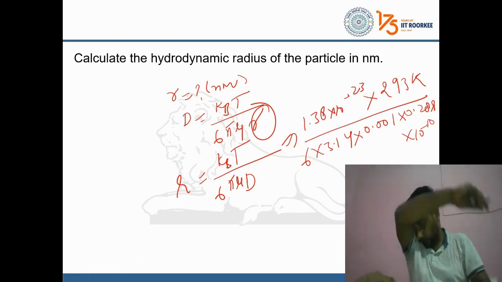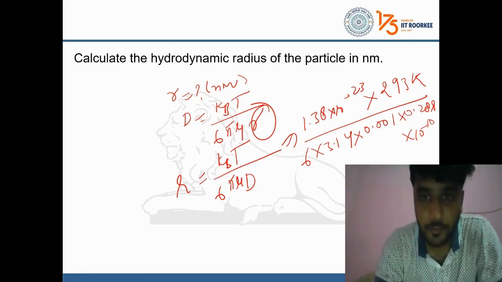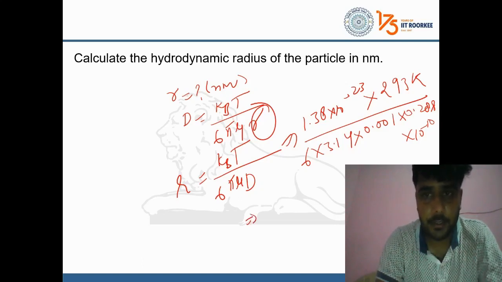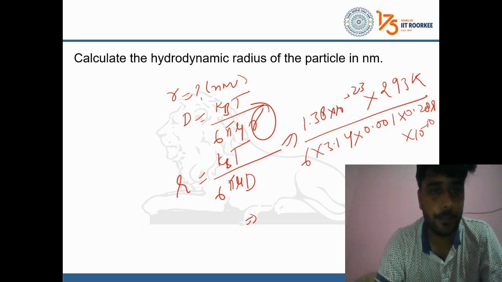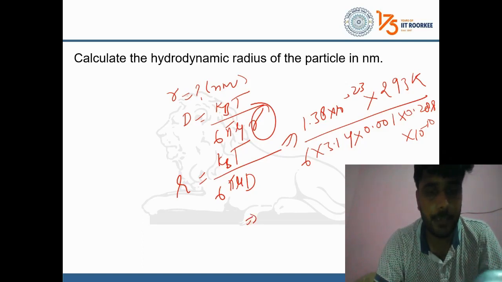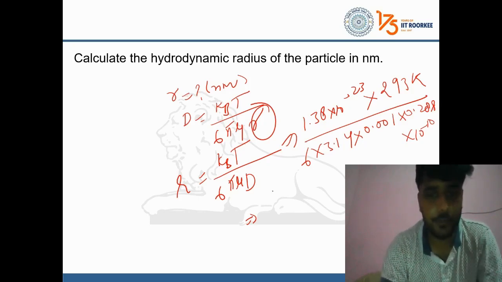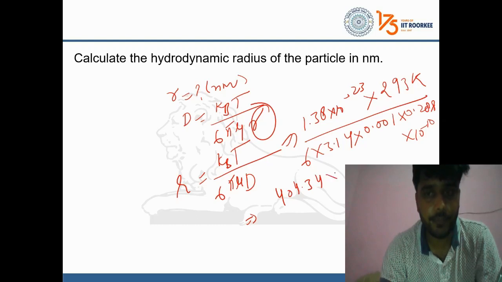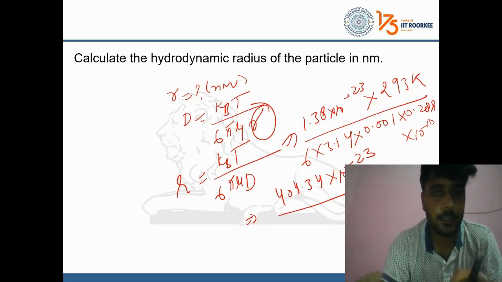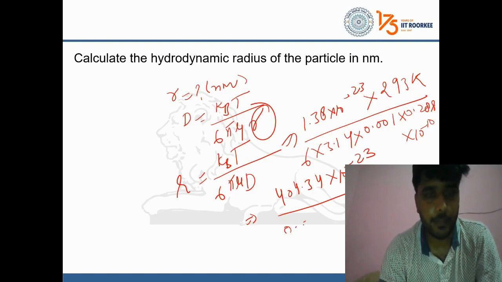So just simplify this numerical problem. 1.38 multiplied by 293 is 404.34 into 10 raised to minus 23, and 6 multiplied by 3.14 multiplied by 0.001 multiplied by 0.288, that value you will get is 0.00542 into 10 raised to minus 10.